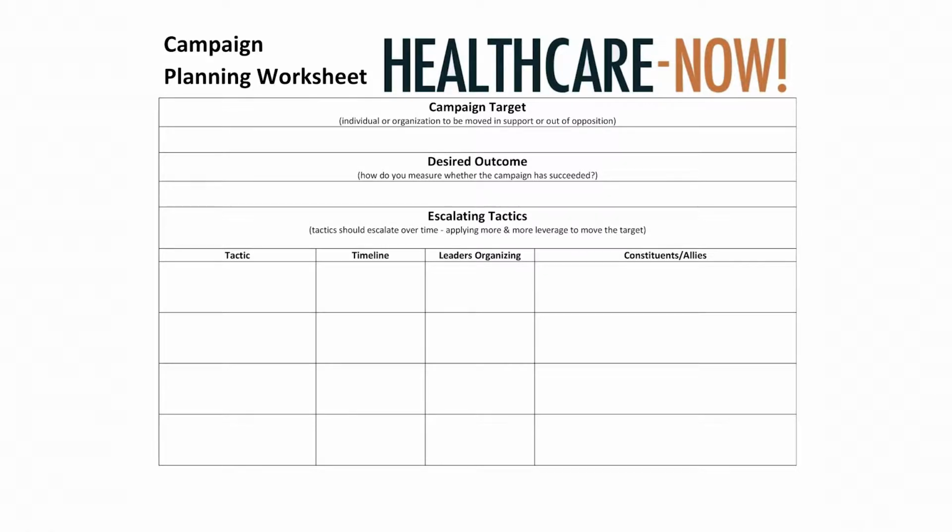Now you're going to develop a campaign of escalating tactics. These are tactics that use the grassroots power you have to move your legislator. We will give you examples of each type of tactic, and on the single payer school, you'll find links giving you more in-depth information about each specific tactic if you want to use those.